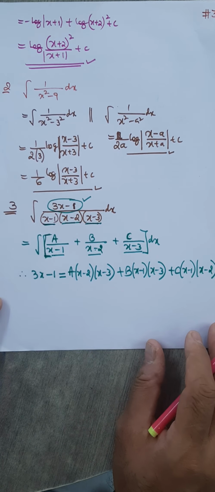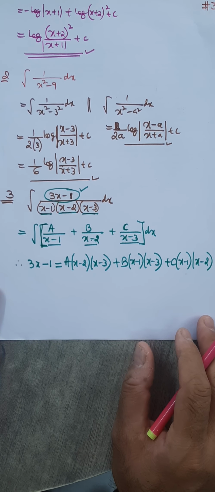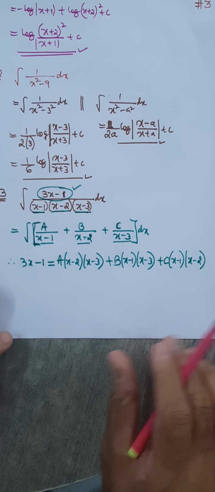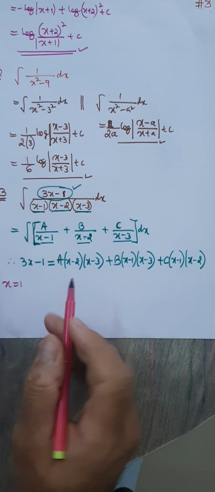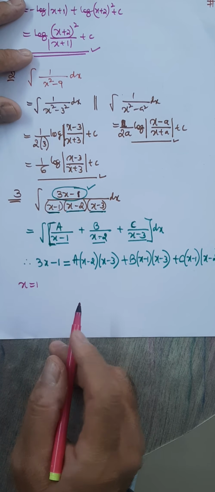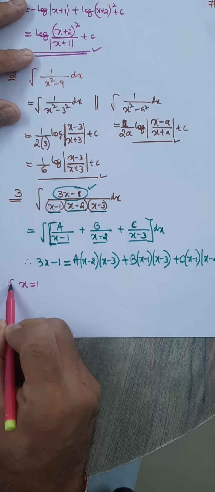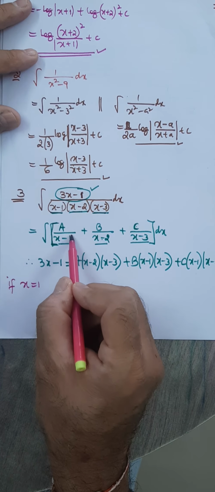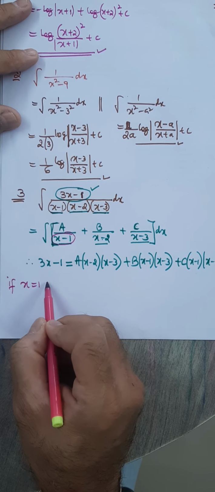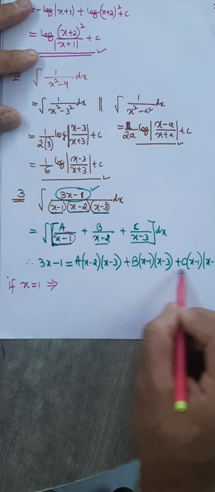How do I select the value of x? You know, right? First I'll take x equals to, what should be x here? In such a way that this becomes 0, that is 1. Put in this entire expression.